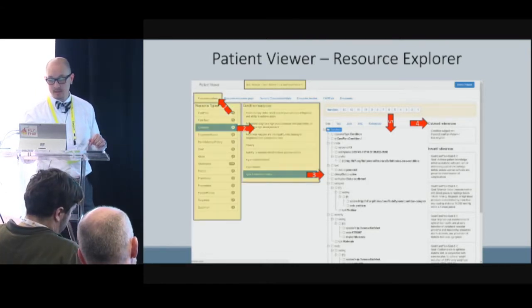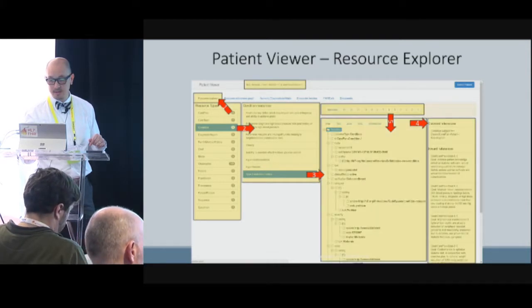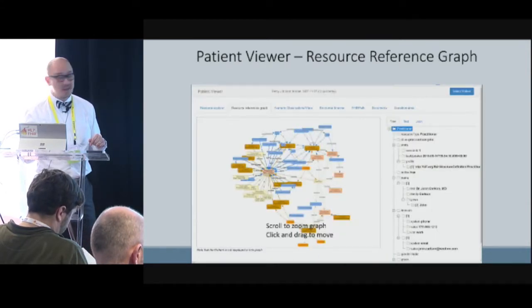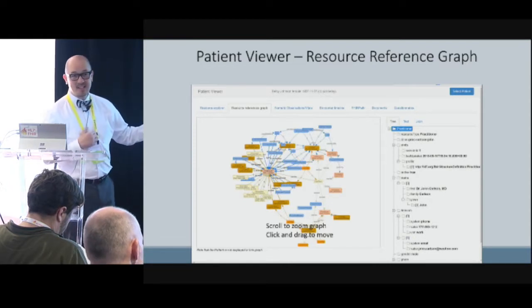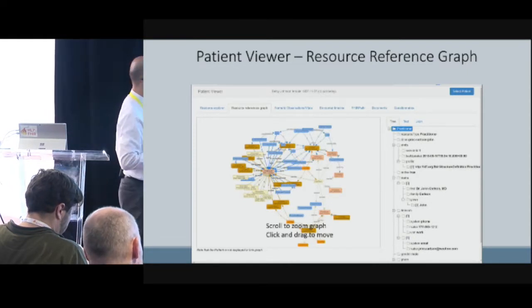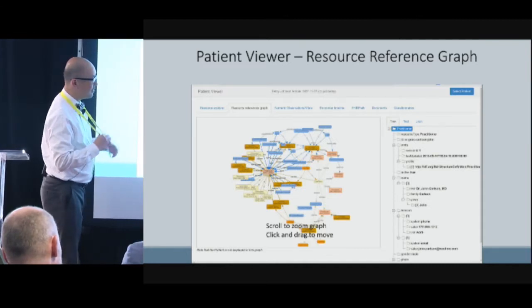Okay, so I've already built this out, and I didn't need to. I really love this. This is an example of one of the benefits of FHIR. This is the resource reference graph.